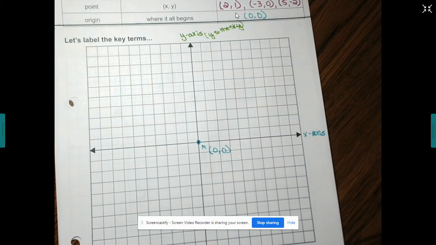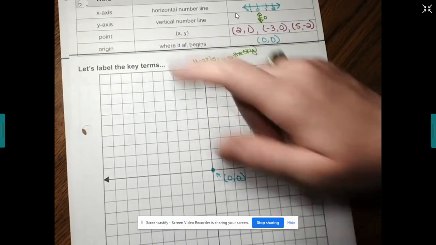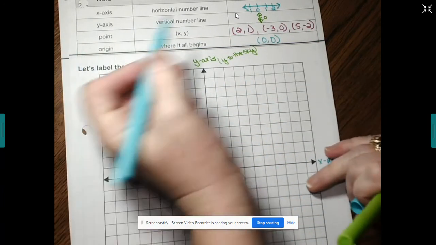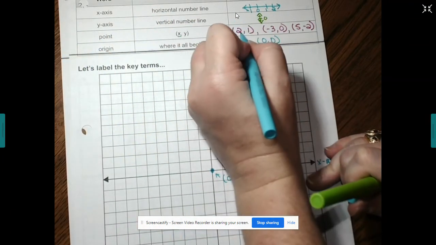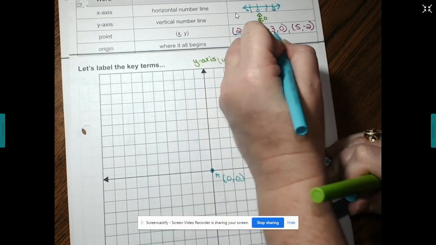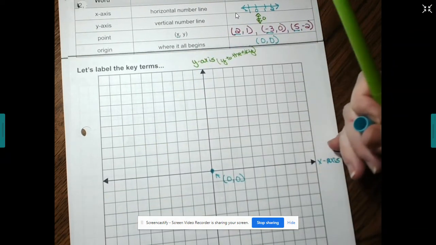So now let's look at these points a little bit and practice graphing some points. When we're looking at a point, we'll look back up here, the first value is going to be our x value. And here we're using blue for our x's. So my x value here is 2, my x value here is -3, and my x value here is 5.